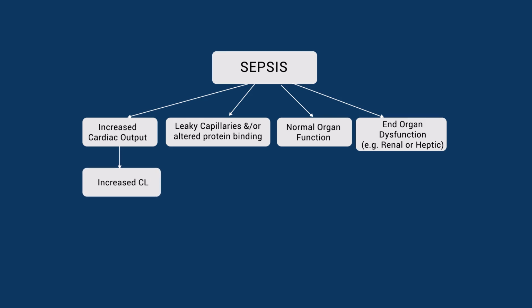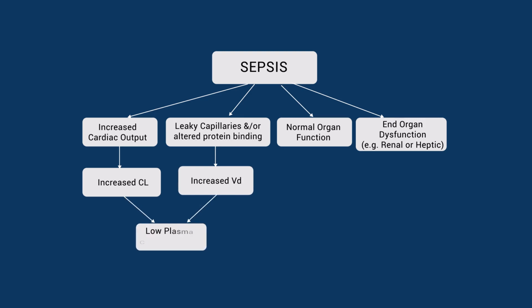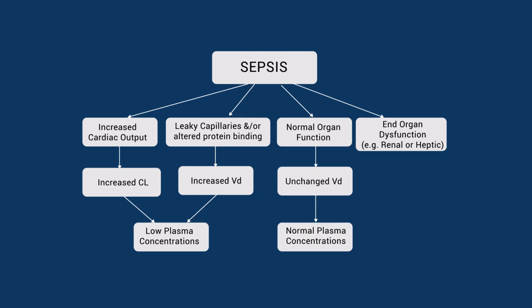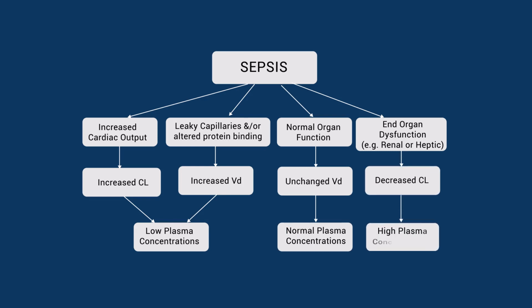Leaky capillaries will decrease the volume of distribution, therefore decrease the plasma concentration. If nothing is changed, then the property of the drug remains the same. If there is end organ dysfunction, the clearance of the drug goes down, therefore the plasma concentration will go up. But in any given patient, a permutation combination of any of these things can happen, therefore it's extremely difficult for anybody to predict what the plasma concentration is going to be for that patient for that particular day.